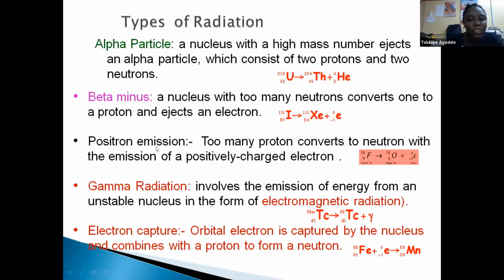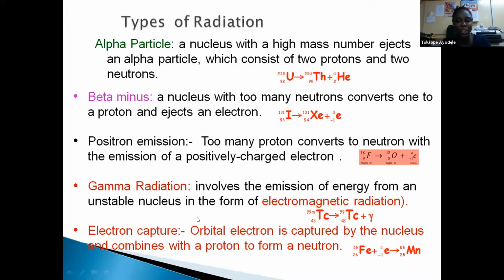Another type of radioactive decay is with positron emission. An example of a radioactive element that undergoes positron emission is fluorine-18. This is one of the radioisotopes we use in nuclear medicine for radionuclide imaging. So it has too many protons and converts a proton to a neutron, whereby emitting a positively charged electron or a positron.